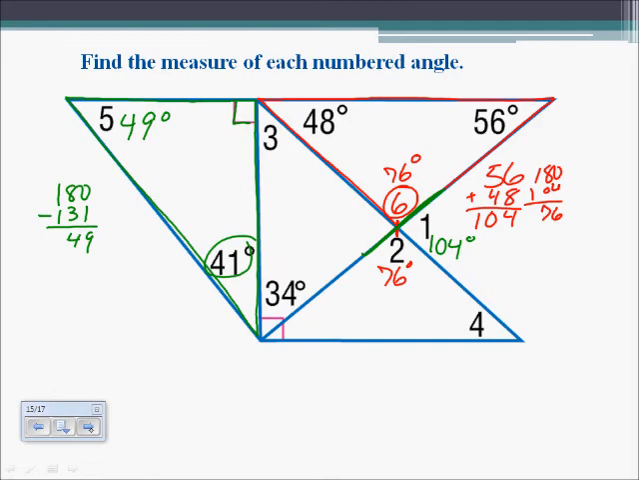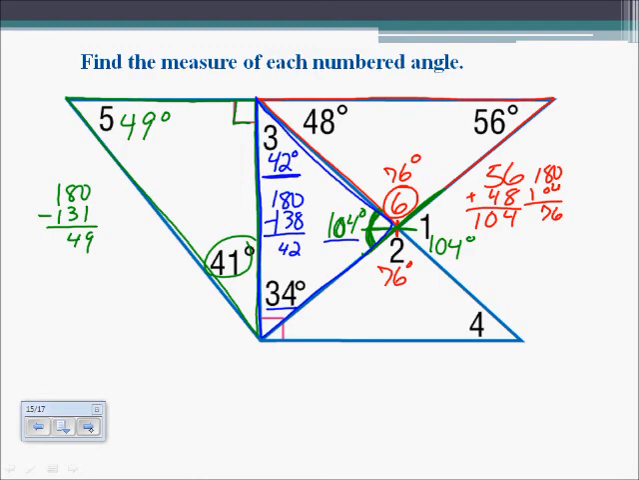With that, I also know that the measure of angle 1 and this angle on the inside here are vertical angles, so this angle has to be 104 degrees as well. And in the blue triangle here, which I'll highlight in blue, I have 2 of the 3 angles now, so angle 3 would just be 104 plus 34, which is 138. Subtract that from 180, and I'm left with 42. So therefore the measure of angle 3 is 42 degrees.